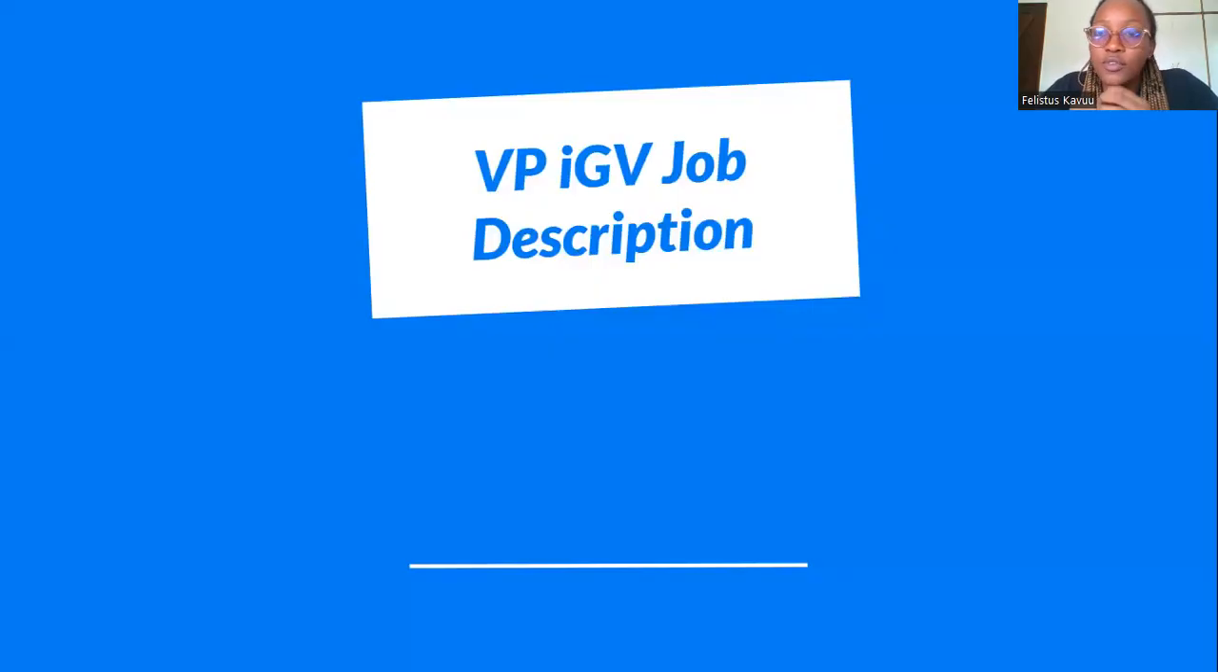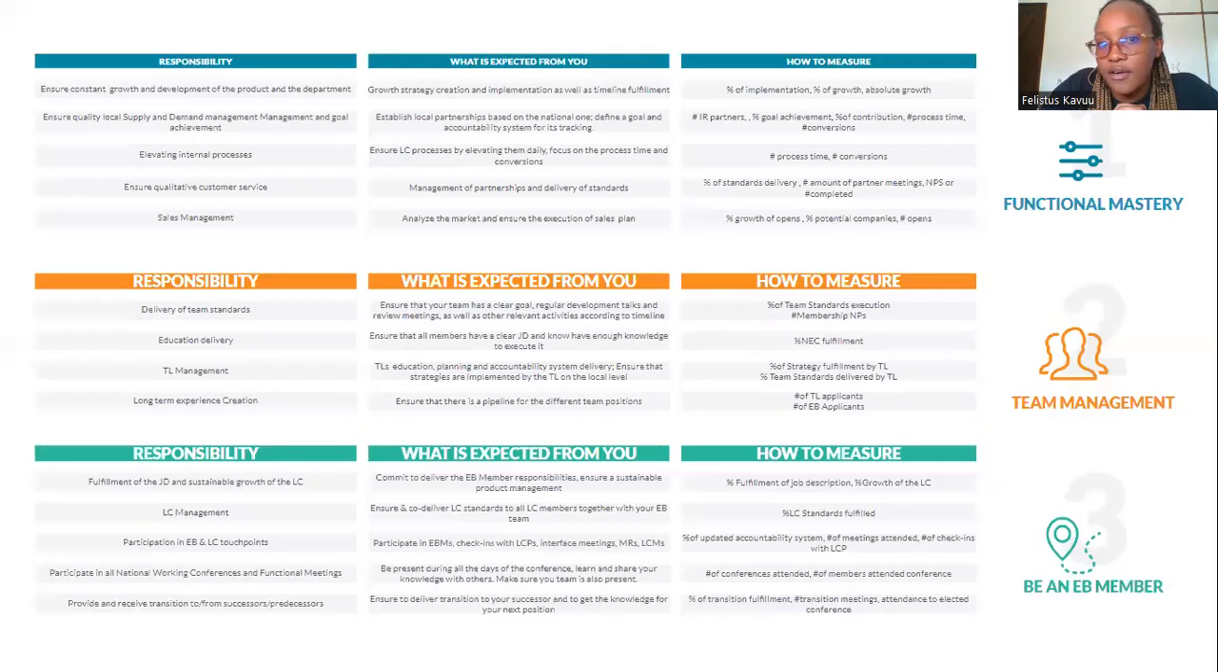So first things first, before you track someone, it's important to understand what their job description is, what their deliverables are. So here, this is a very packed Google Sheet, so I will go through it as fast as possible because we still have quite some content to go through. So here you will find what your VP iGV's role is. I will only look into the first, which is their functional role. The rest are in terms of team management and being a part of the EB team, which I will not go through right now.